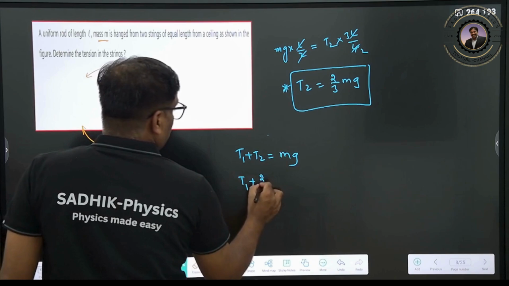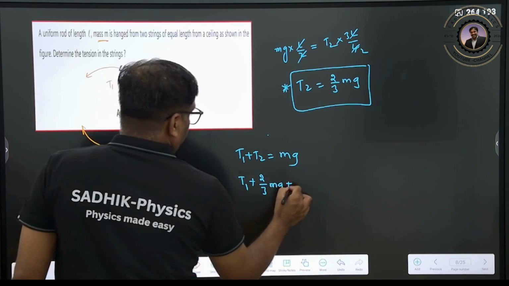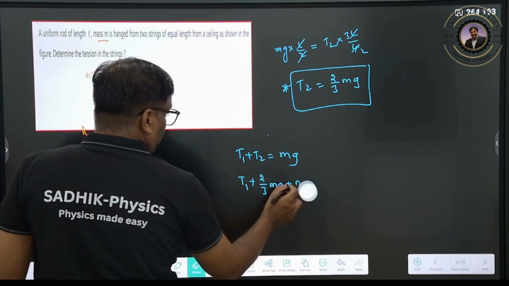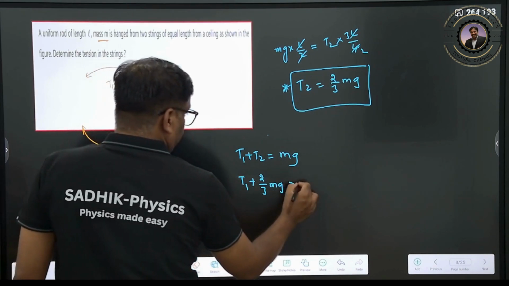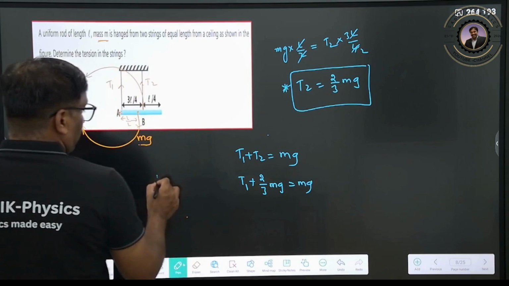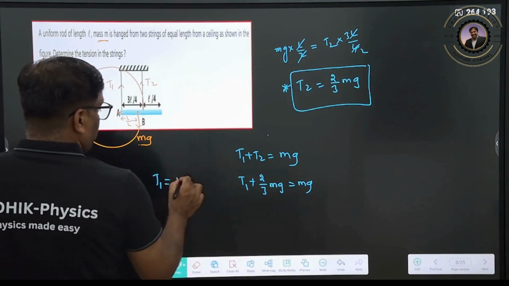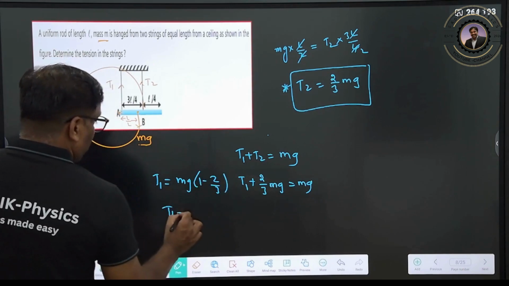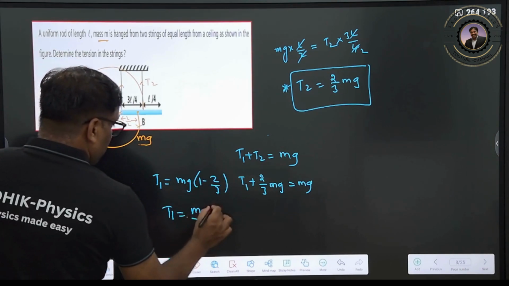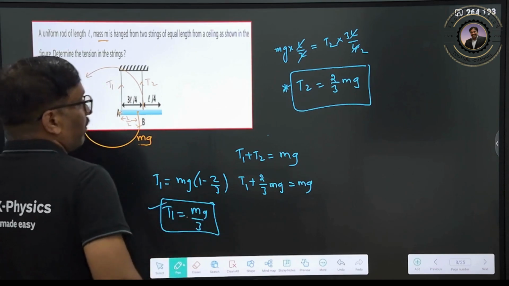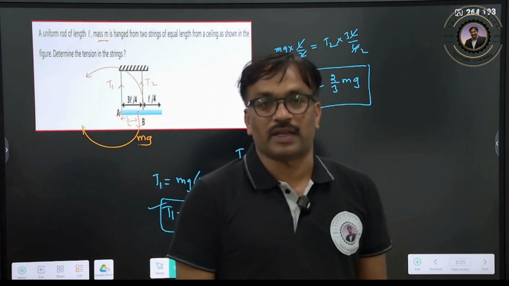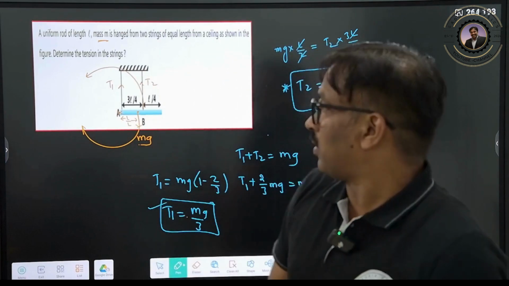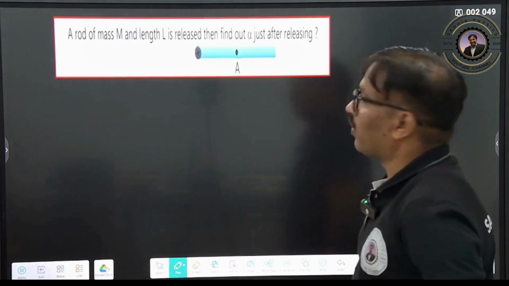T1 plus 2 by 3 mg will be equal to mg. Therefore, T1 will be equal to mg into 1 minus 2 by 3. So, T1 is equal to mg by 3. So, T1 value and T2 value, in this way you can calculate it now. Clear? So, now we will do one question.